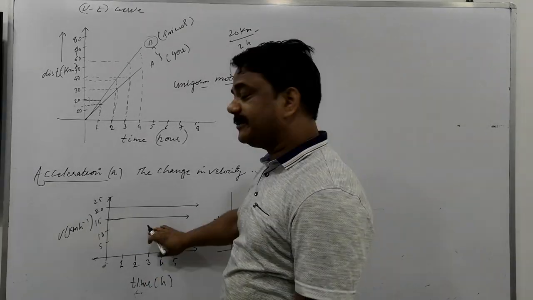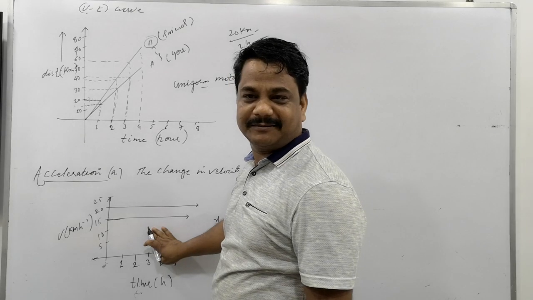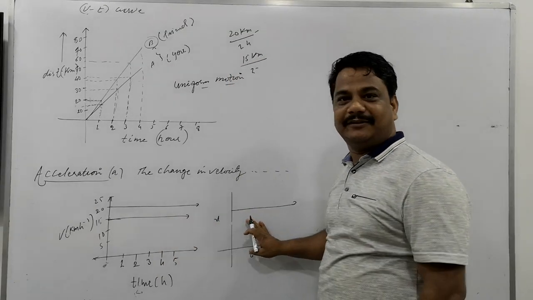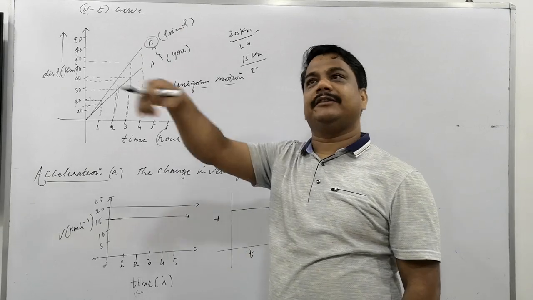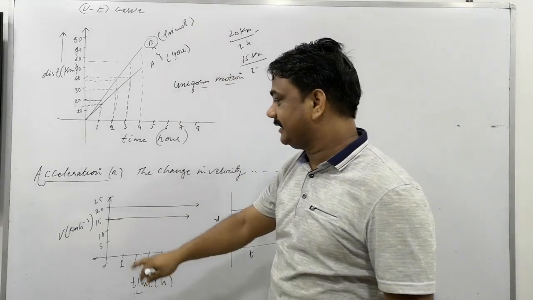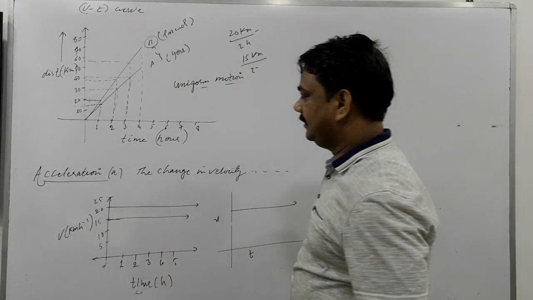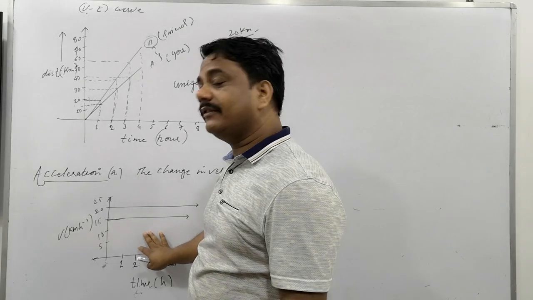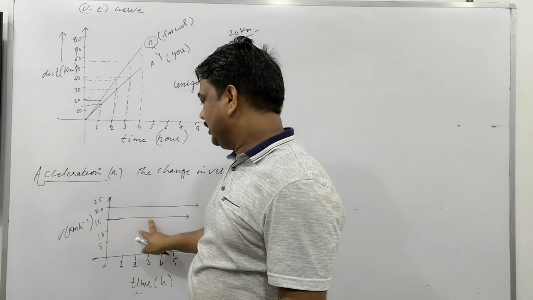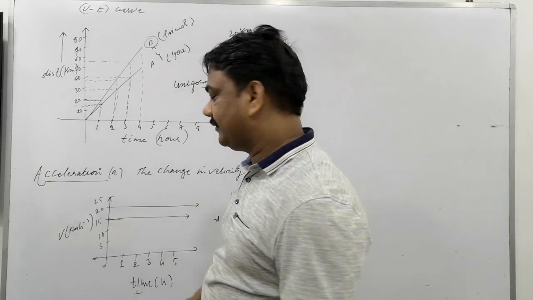Its speed is not changing. Is the object moving? Yes, the object is moving. Its speed is not 0, so it is not at rest. Just seeing a parallel straight line is not enough, you have to see what variables have been taken. Velocity and time. Is that clear? So in this velocity-time curve, it is parallel to the time axis and the object is not changing its velocity.